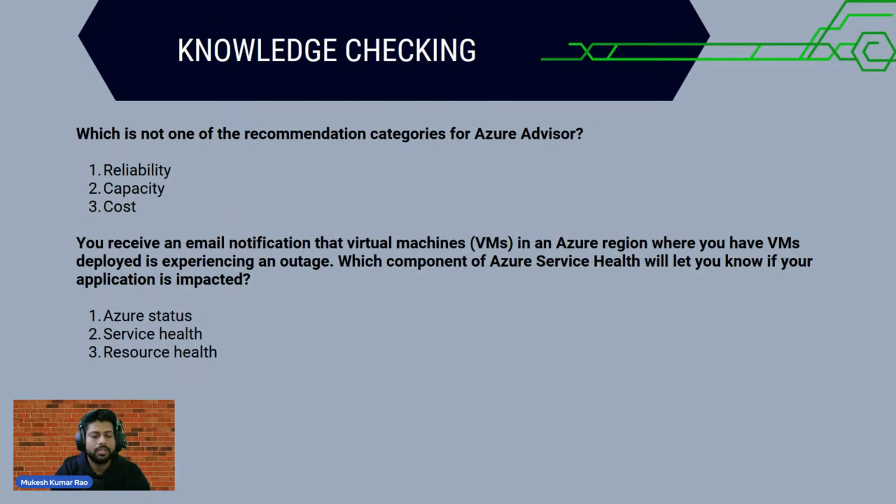So what will be the answer for the first? Okay, Role 3 is there, and okay, great. Reliability is there. And what about the second question's answer? Azure status. Are you sure? You can just read again. A little bit, service health. Yeah, that is correct. One I got from Sai. Okay, so this is the answer we have. That is capacity and the resource health. So yeah, that is a good one.